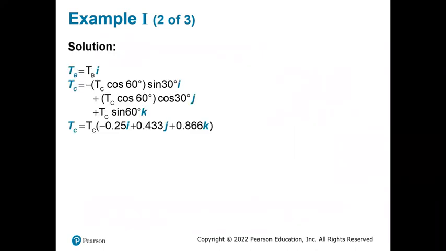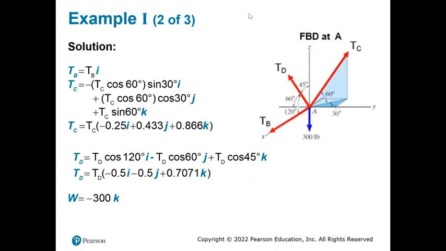So first, if I see my figure over here, let's take my TB. It's only acting in one direction, that is my X direction. So it's only one component in the X direction. So that's why we have TB i. So that's the X component.